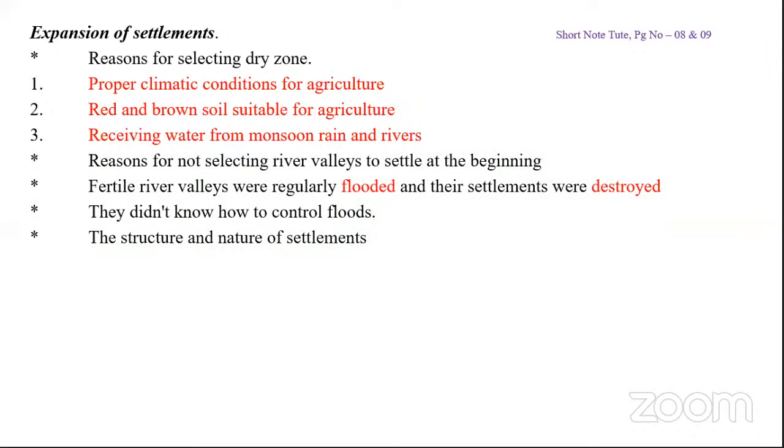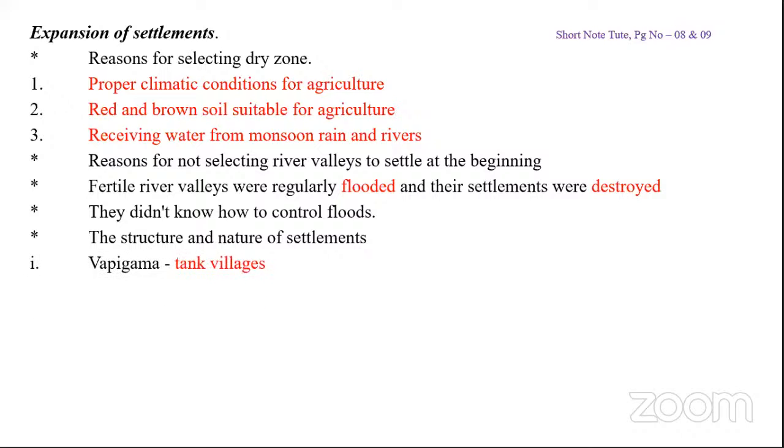Reasons for not selecting river valleys. Initially, they did not select river valleys. Why did they not select river valleys? Because river valleys were regularly flooded and their settlements were destroyed. Later on, when they understood the method of controlling floods, they migrated to fertile river valleys, started agriculture and started receiving more harvest.